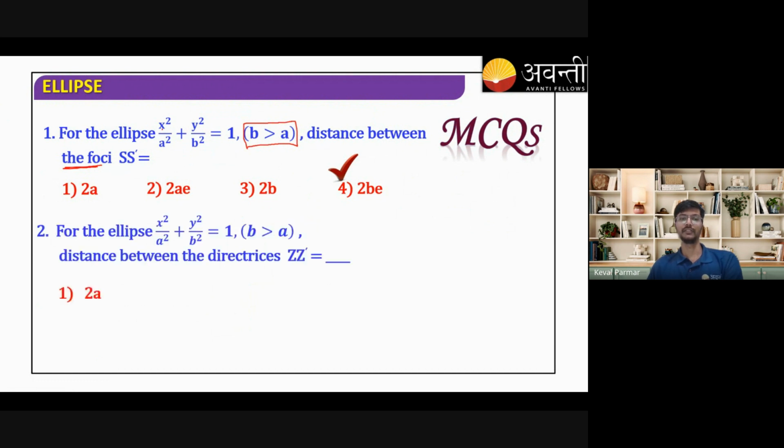Next, for the ellipse, distance between directrix. So this looks interesting. Distance between directrix.